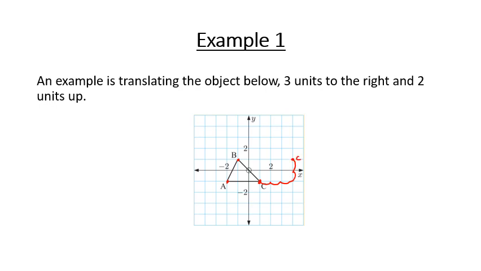We move the A 3 units to the right and 2 up. The A is now there. And B 3 units to the right and 2 up. Our B is now there. So we can essentially draw our new triangle, and there it is. So if we now rub out our movement, we've got our new triangle of A, B, and C.